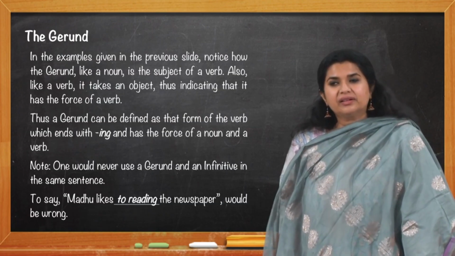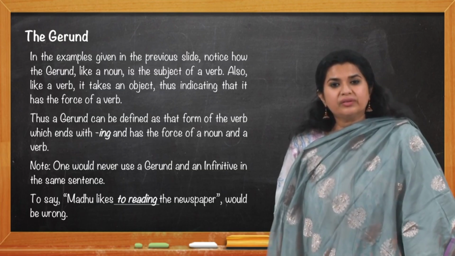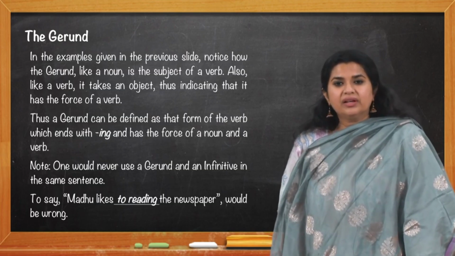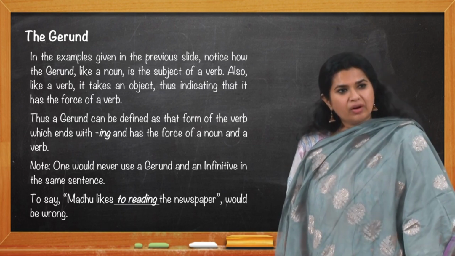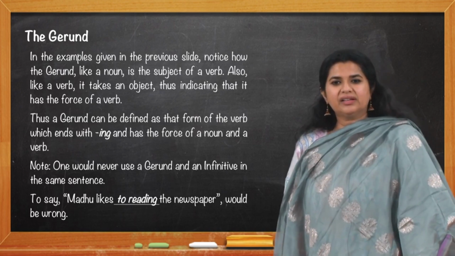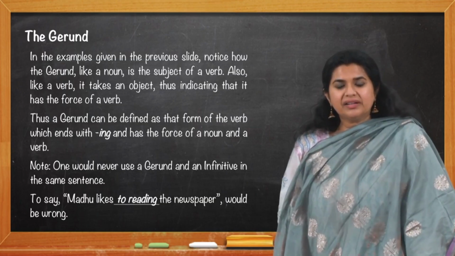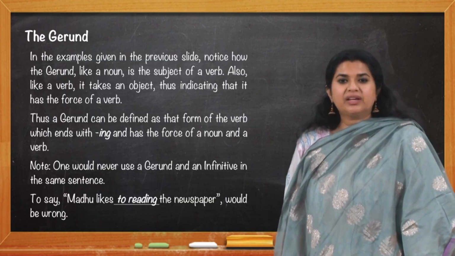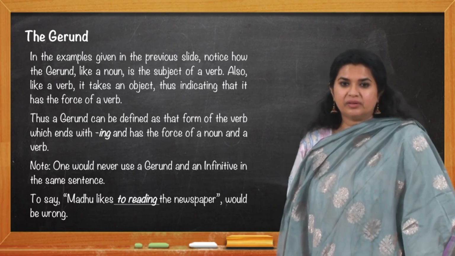Like we have seen in the previous slides, notice how the gerund, like a noun, is the subject of a verb. Also like a verb, it takes an object, thus indicating that it has the force of a verb. A gerund can be defined as that form of the verb which ends with ing and has the force of a noun and a verb.